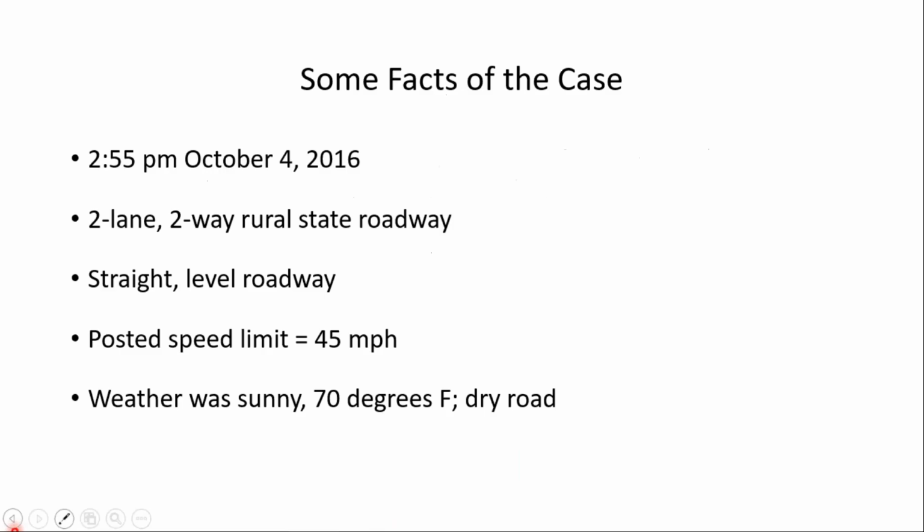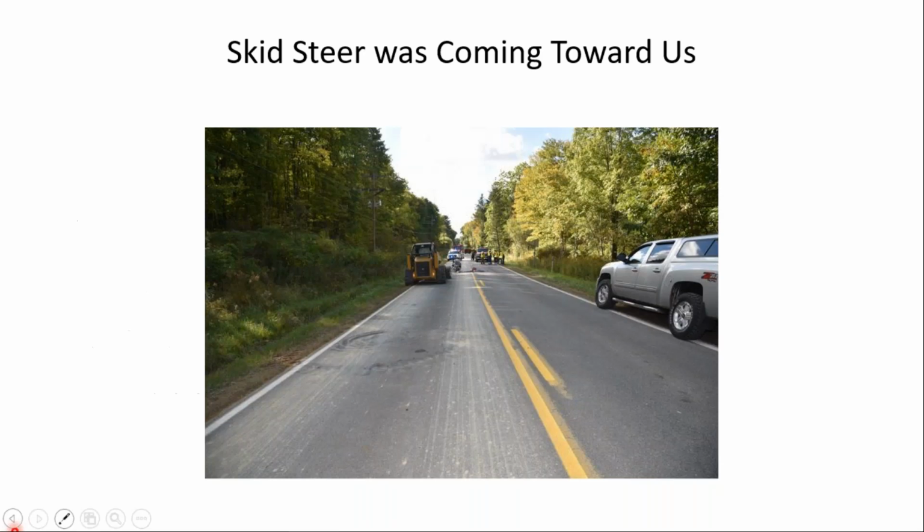This happened, you can see, mid-afternoon in October. It was a bright, sunny fall day. The weather was not an issue. The roadway is straight and level, as you will see. Posted speed limit was 45 miles per hour. And these are some scene photographs. But I should note in this scene, the skid steer is moving away from us. Actually, both the motorcycle and the skid steer were coming toward us at the time of this incident.